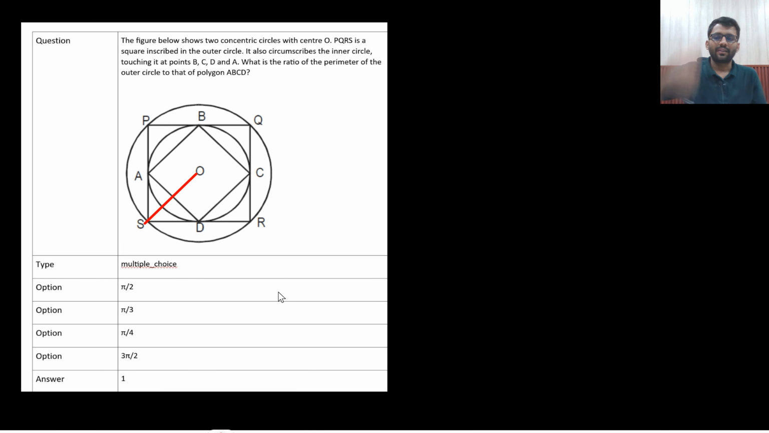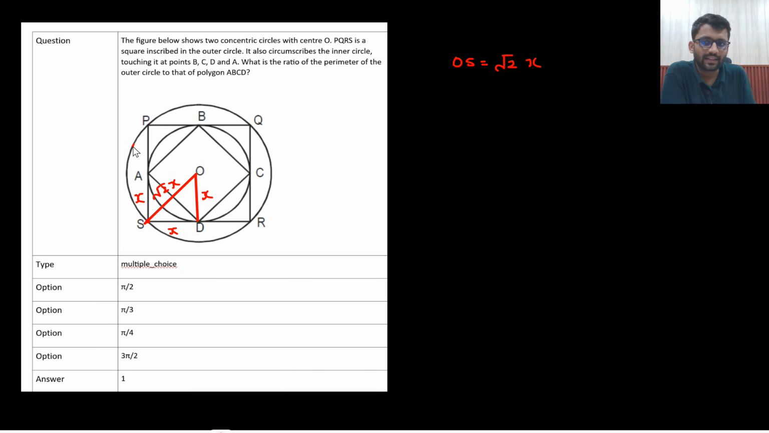Now tell me one thing. From the outer point, if I draw two tangents, both will be equal, right? If this distance is x, this will also be x. Now what would this distance be? This would also be x only, right? Because both are parallel, this would also be x. So what would be your OS? That would be root 2x, right? So OS is root 2x.